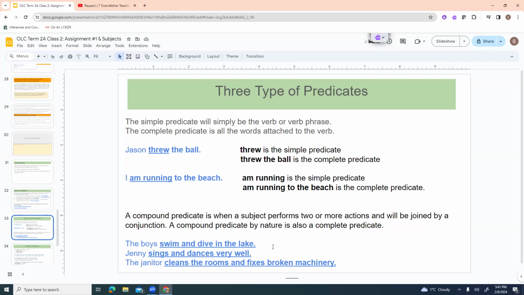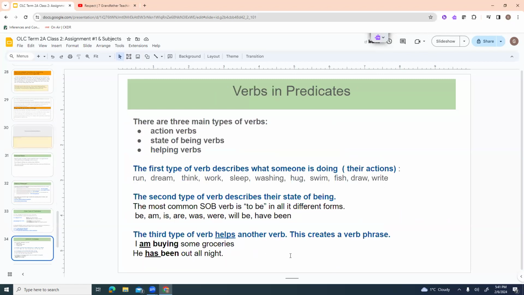So a compound predicate is when your subject performs two or more actions. And those are usually joined by a conjunction. So I could say, the boys swim and dive in the lake. So all the boys are doing this. Jenny sings and dances very well. So there's two verbs here. The janitor cleans the rooms and fixes broken machinery. So those are called a compound predicate. Sometimes people aren't sure if those are correct, but those are perfectly correct. Those are fine.